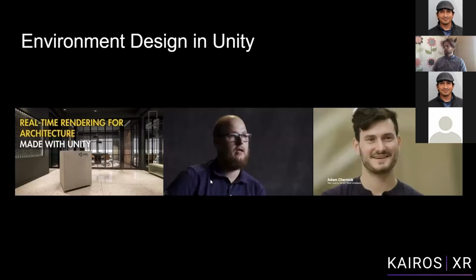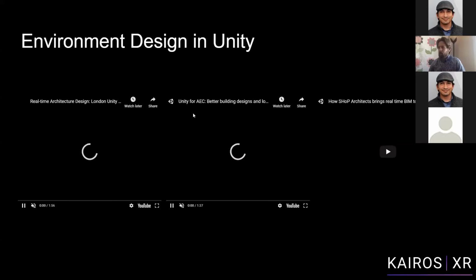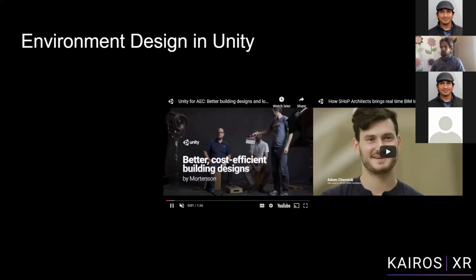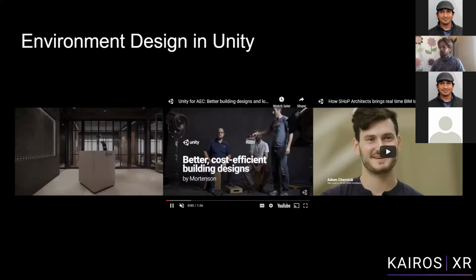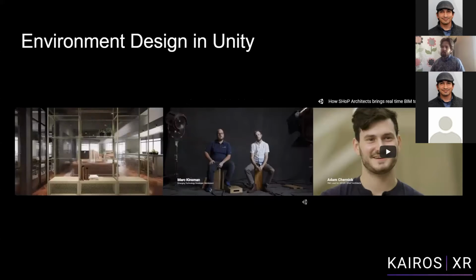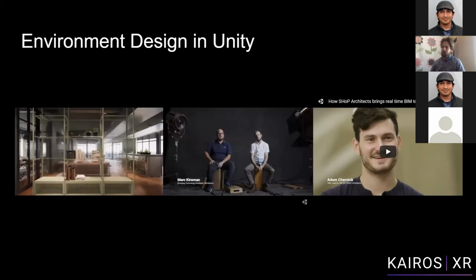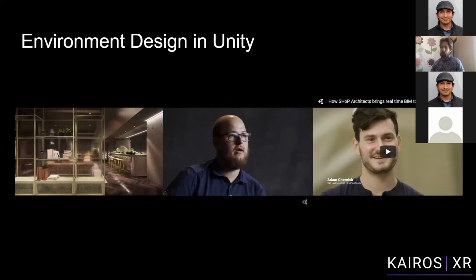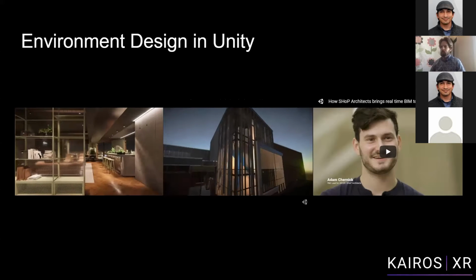So we're going to start with a few example videos of what is possible in Unity. For those of you who don't know, Unity is a real-time 3D engine. This means that you can visualize your 3D models in real time, which means you can make lighting changes, you can make model changes, you can adjust materials, assets. You can do all that stuff in real time.